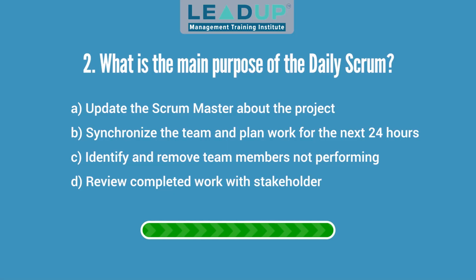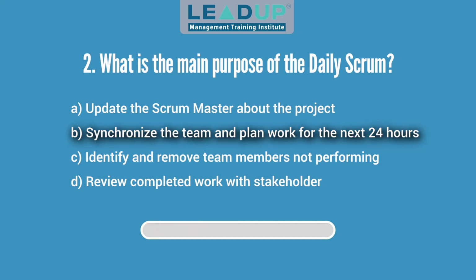Question 2. What is the main purpose of the daily Scrum? A. Update the Scrum Master about the project. B. Synchronize the team and plan work for the next 24 hours. C. Identify and remove team members not performing. And D. Review completed work with stakeholders. Answer: synchronize the team and plan work for the next 24 hours.